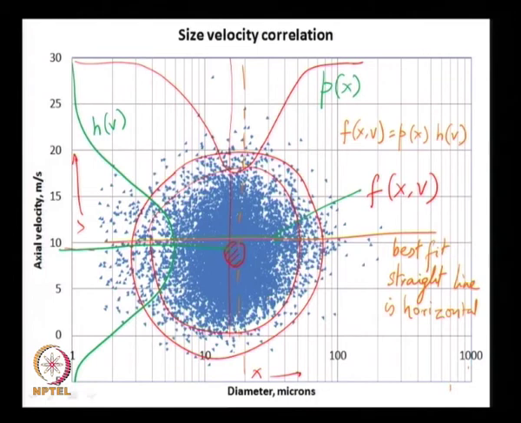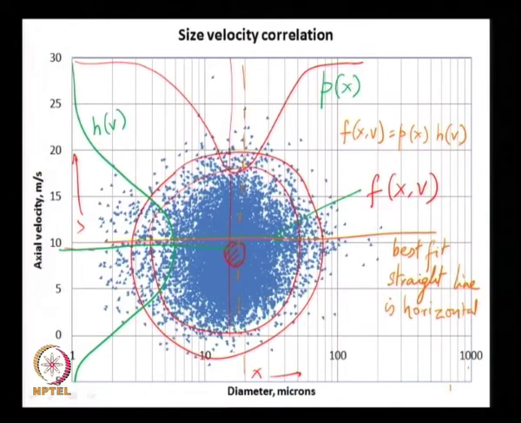Okay. So, this simplifies my mathematics significantly. Remember, in the most general case, I have f of x, v r, v theta, v z. Instead of dealing with a function in a four dimensional space, if I can deal with four one dimensional functions, it is so much simpler. Except for this thing called size velocity correlation, I can deal with four one dimensional functions as opposed to one four dimensional function in the most general case.